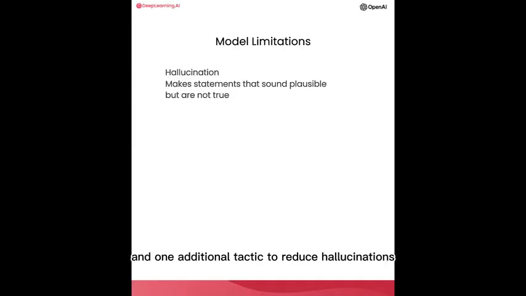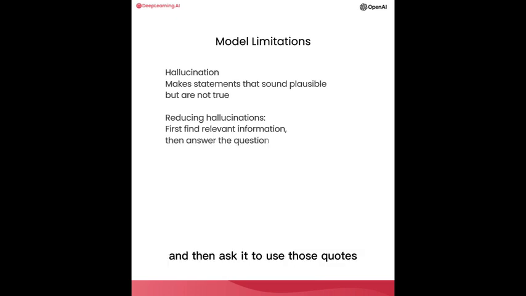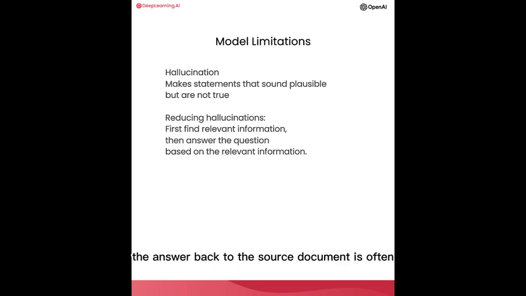And one additional tactic to reduce hallucinations, in the case that you want the model to generate answers based on a text, is to ask the model to first find any relevant quotes from the text and then ask it to use those quotes to answer questions, and having a way to trace the answer back to the source document is often pretty helpful to reduce these hallucinations.